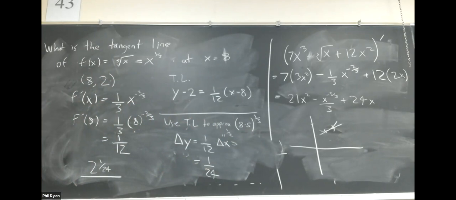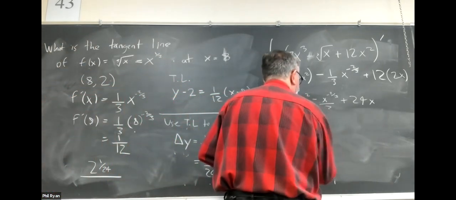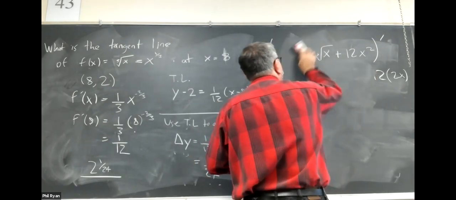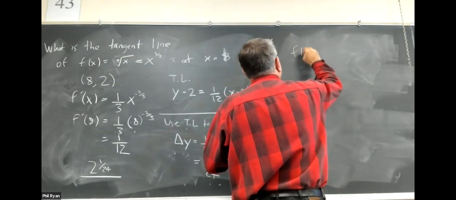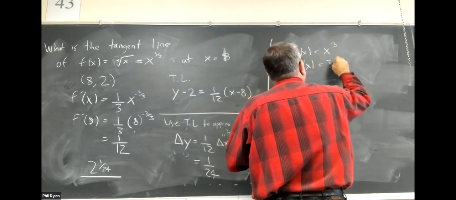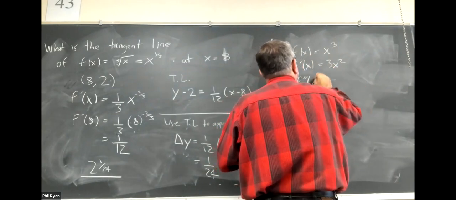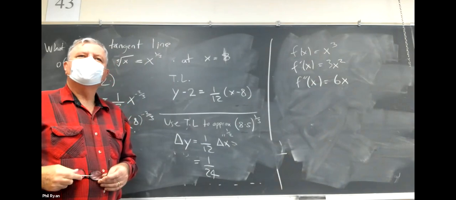So this is why formulas are so useful. We can really do a whole lot of stuff with them. Other kinds of questions: for example, I've got f of x equals x cubed. Its derivative is 3x squared. Its second derivative is 6x. What information does that tell us?